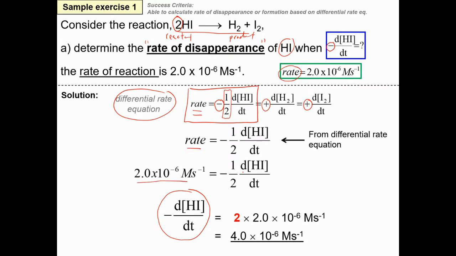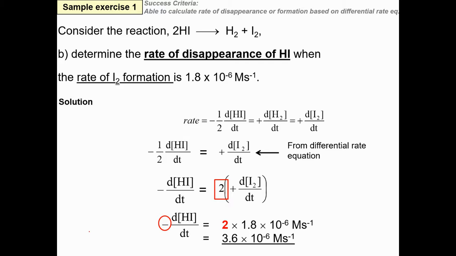Then the next one is we can find the rate of disappearance of HI. So remember, in order to get the rate of disappearance of hydrogen iodide, we need to multiply by 2. And don't forget to write the units.